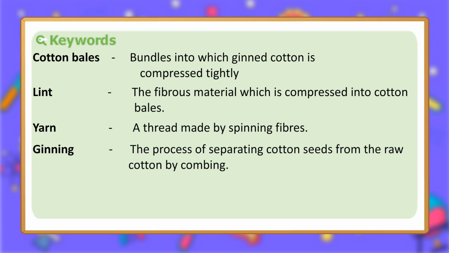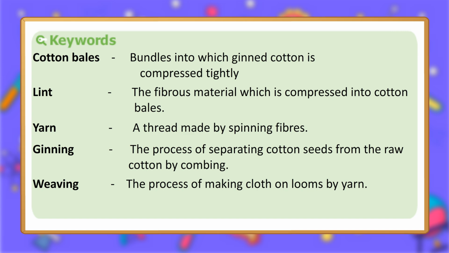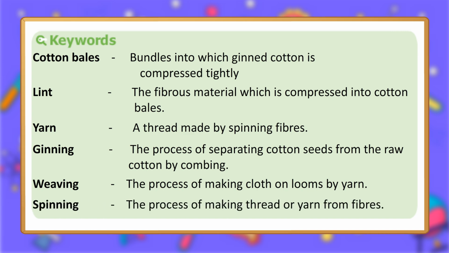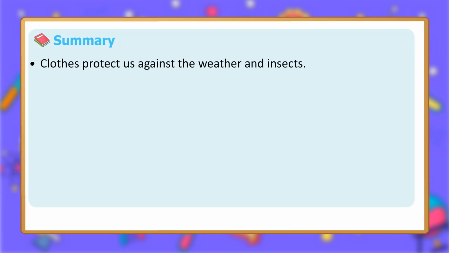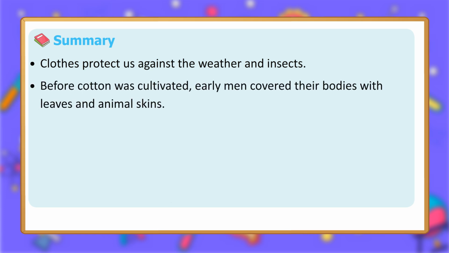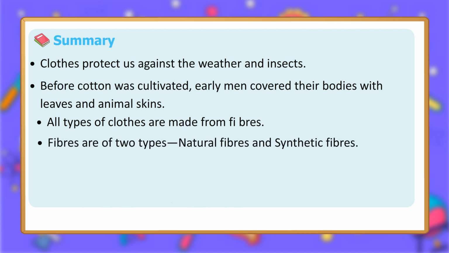Ginning, the process of separating cotton seeds from the raw cotton by combing. Weaving, the process of making cloth on looms by yarn. Spinning, the process of making thread or yarn from fibers. Summary. Clothes protect us against the weather and insects. Before cotton was cultivated, early men covered their bodies with leaves and animal skins. All types of clothes are made from fibers.